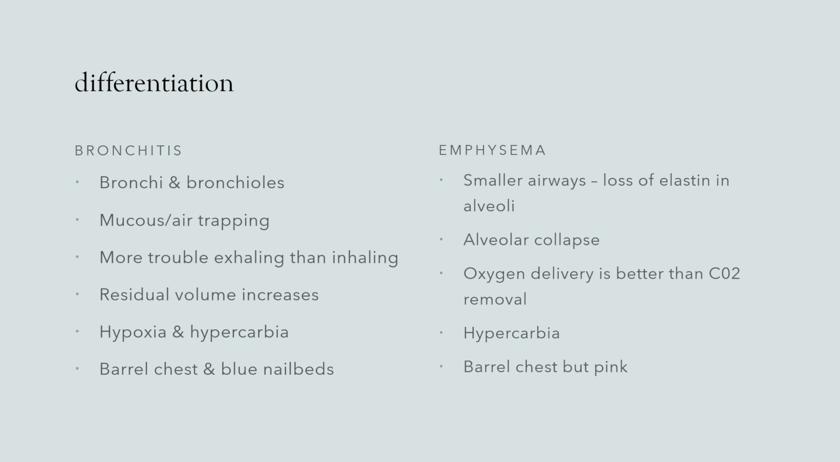With emphysema, it's not the larger airways that get remodeled, it's the smaller airways and loss of elastin in alveoli, which is pretty significant. Here we have alveolar collapse, so they're deflated, flattened, so not good exchange of CO2 there. Oxygen delivery is better than CO2 removal. And these patients are hypercarbic and also have barrel chest, but usually are pink. So not as cyanotic as a bronchitic patient.